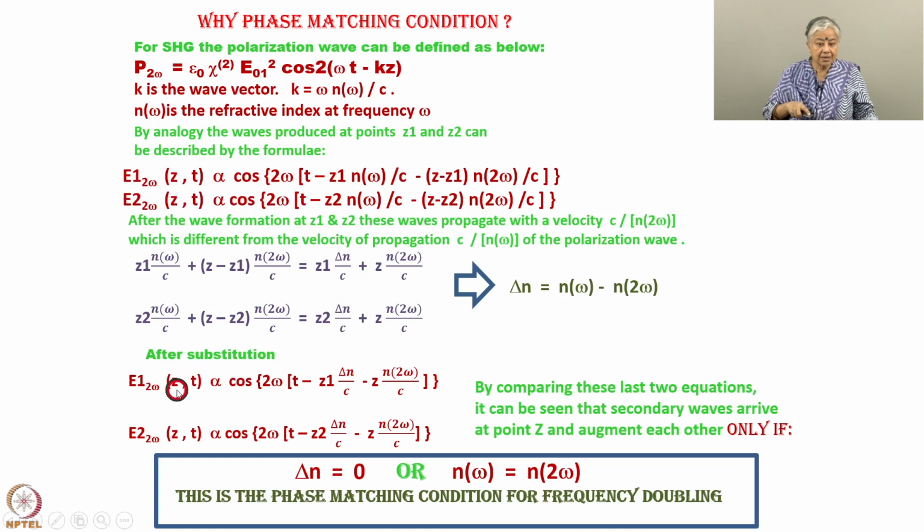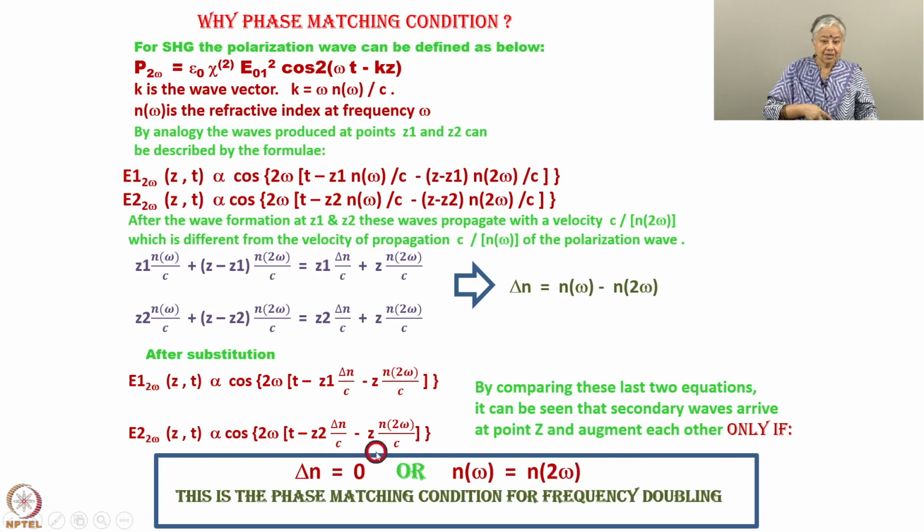Okay, substitute this back into this equation here. I have substituted it back, E1 2 omega, you put all that and this is what it will look like. Okay. E2 omega, again it will be cos 2 omega t minus Z2 delta n minus Z n2 omega by c, here also Z n2 omega by c. By comparing these last two equations, it can be seen that the secondary waves arrive at point Z and augment each other only if delta n is equal to 0, or n omega is equal to n2 omega.